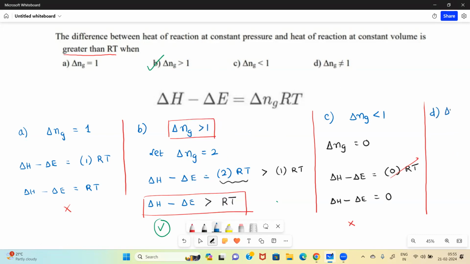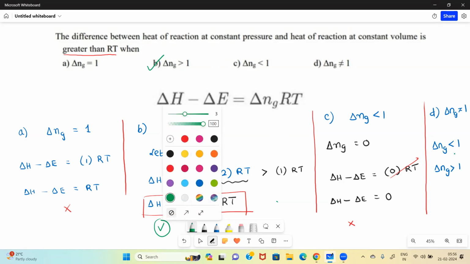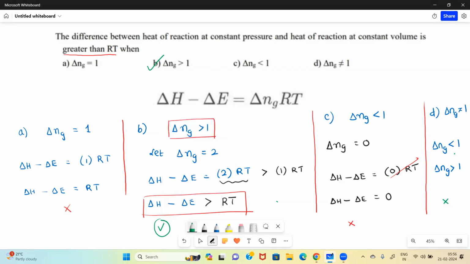Then the fourth option says delta Ng not equal to 1. When I say not equal to 1, it could mean either delta Ng less than 1 or delta Ng greater than 1. Delta Ng greater than 1 is a condition where the difference is going to be greater than RT. But delta Ng less than 1 does not fit our statement saying greater than RT. Therefore, this also cannot be the right answer. Therefore, the only correct answer is the second option, which is delta Ng greater than 1. I hope it is clear to you.